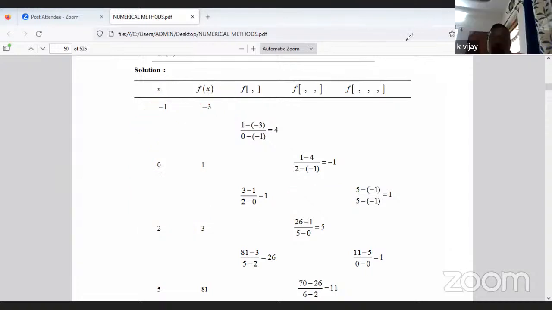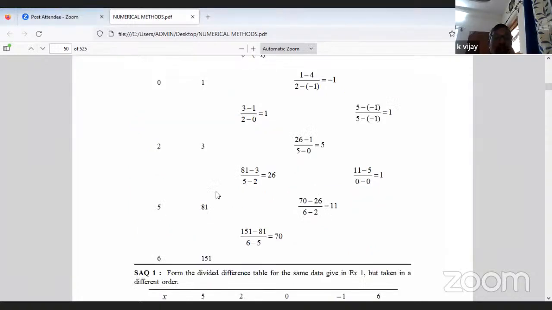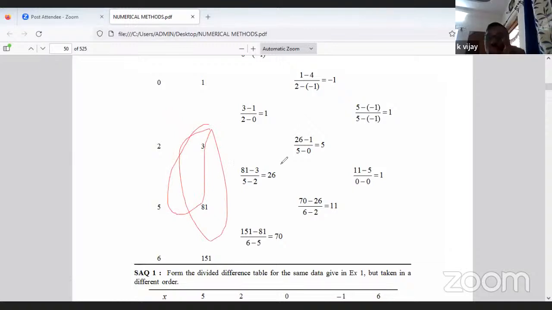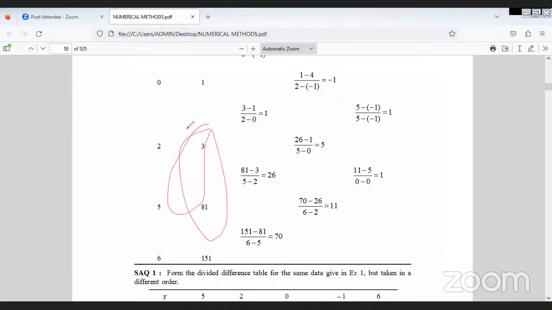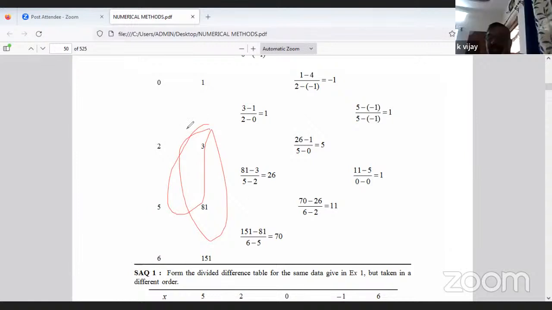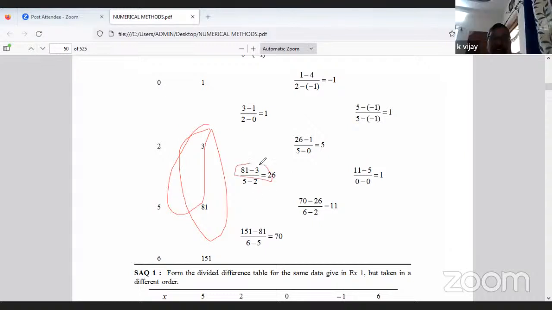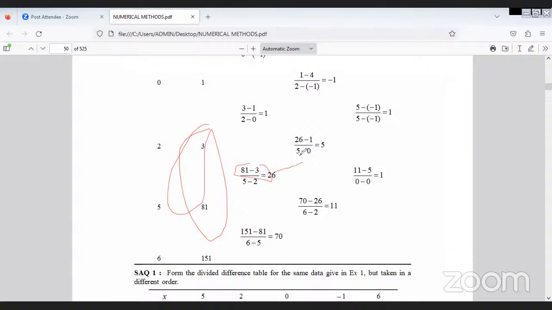Third one I'm taking here. What is the x value? 81 minus 3. You have to do it on paper. 78. 5 minus 2 is 3. So 78 by 3 is 26, correct? Yes, sir.